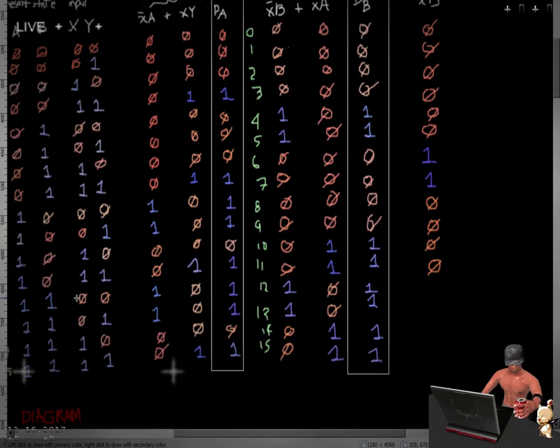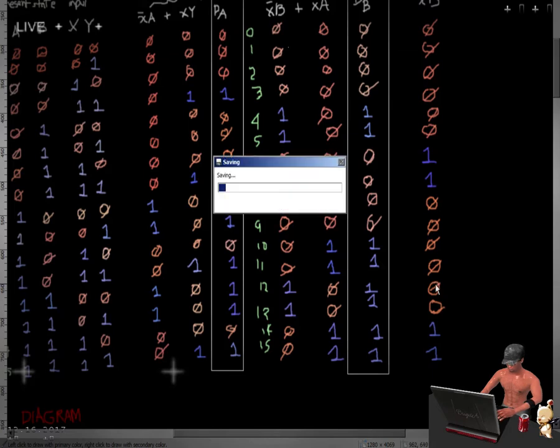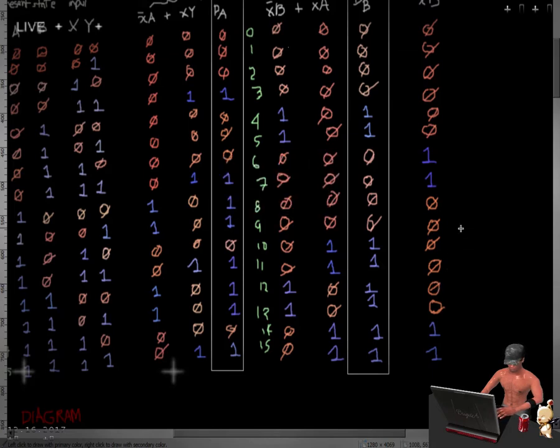When you get to 12, it's 1, 0. Then 1, 0 for 13. 14, it's 1. And 15, it's 1. Alright, so now let me double check that output real quick.